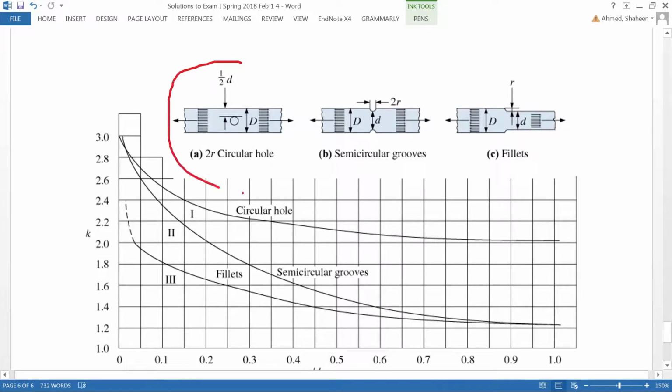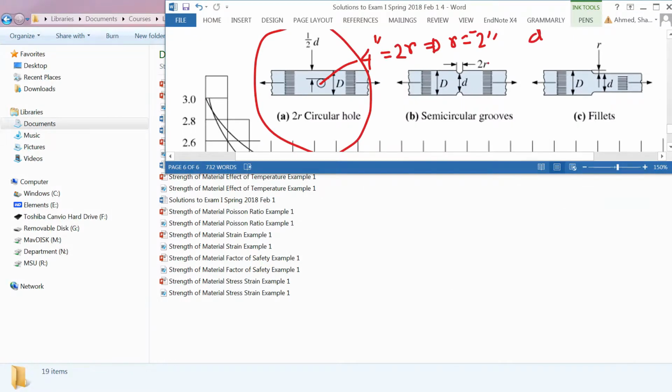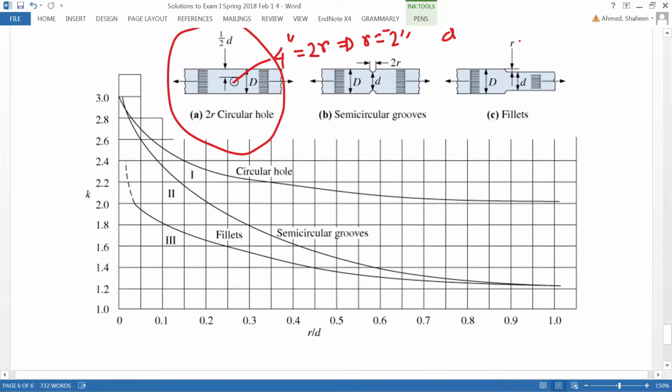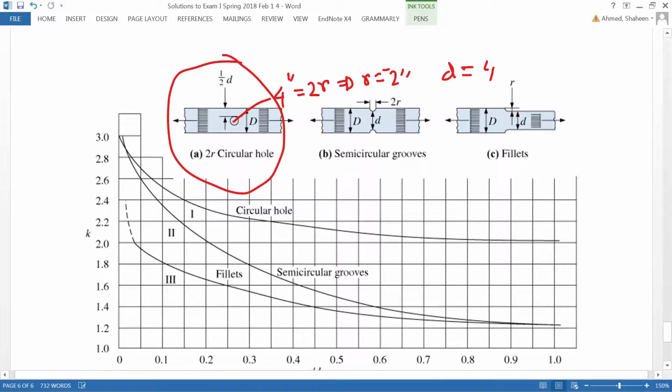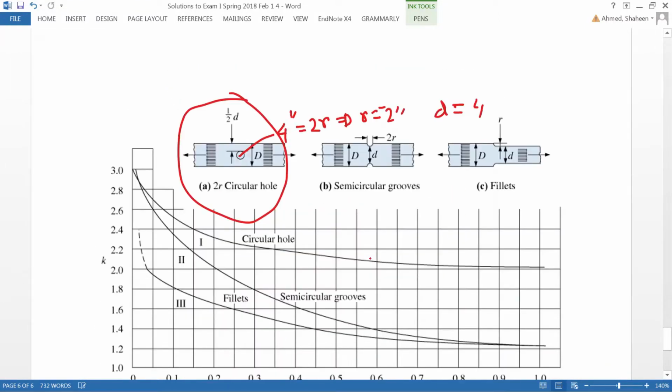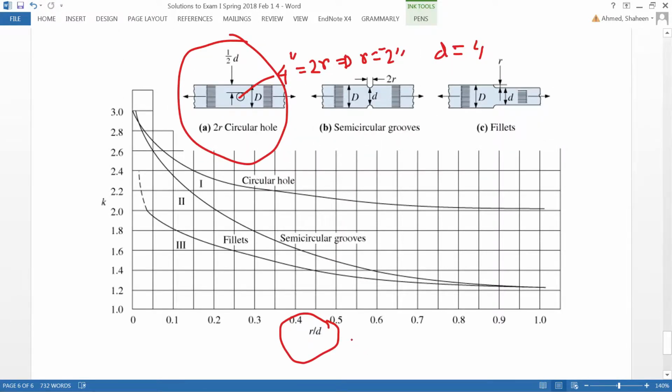If you have a circular hole like this, in this case the hole diameter was 4 inches, so that's 2r, and r would be 2 inches. The value of d was 4 inches. So r by d is what we need to calculate. r by d is basically 2 by 4, which is 0.5.